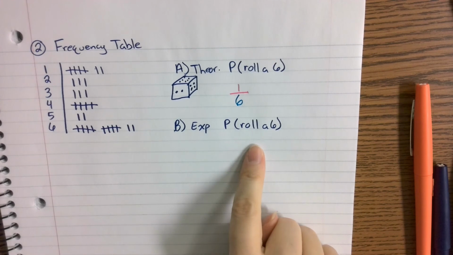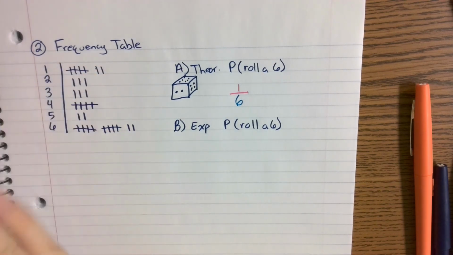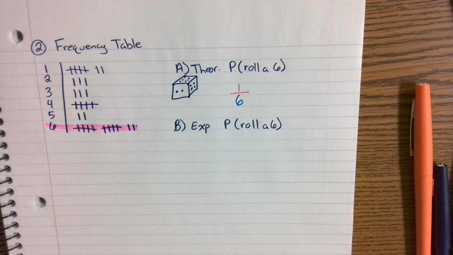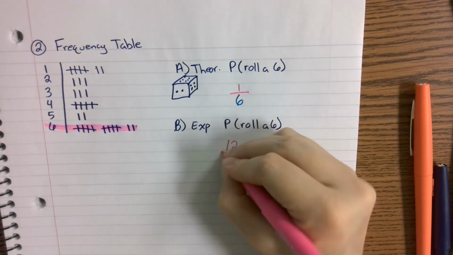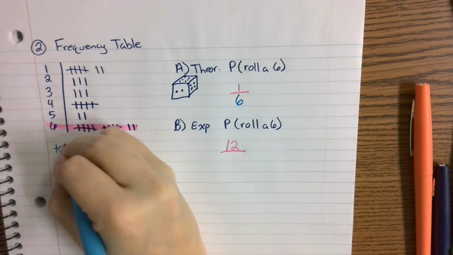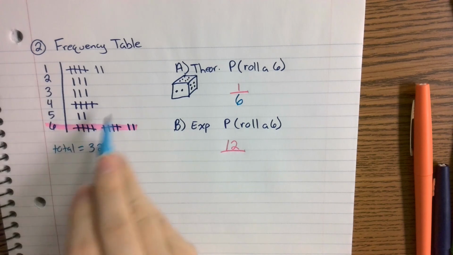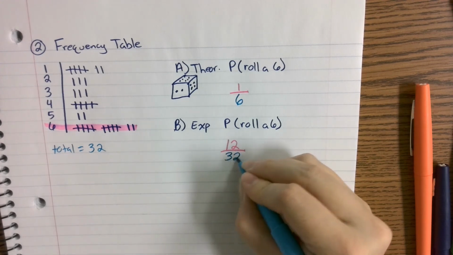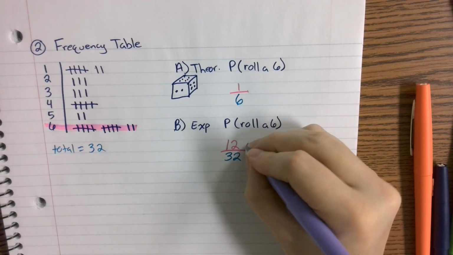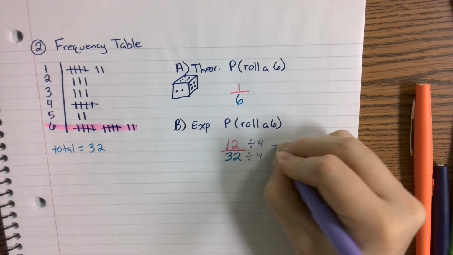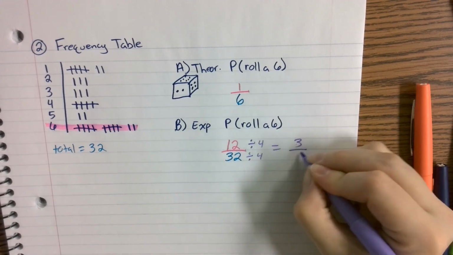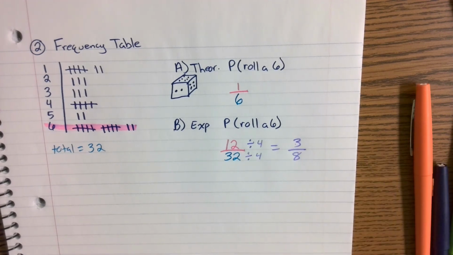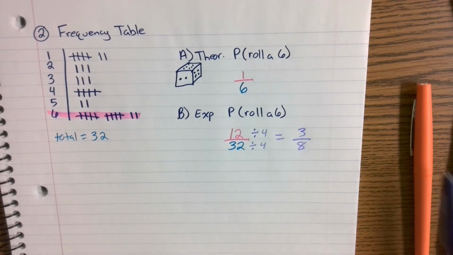Okay. Experimental probability, that's when we focus on the table. The probability of rolling the 6 then is going to be based off of this information right here. That we landed on a 6 how often? 12 times. Out of how many total trials? 32. If you add all of the outcomes together, how often we landed on each of the sides of the die, you get 32. So 12 out of 32. Both of these values are divisible by 4, so that is going to give you 3/8, which is roughly 33% or 37.5%.